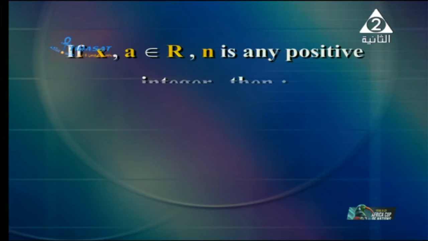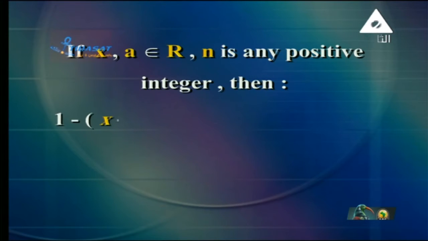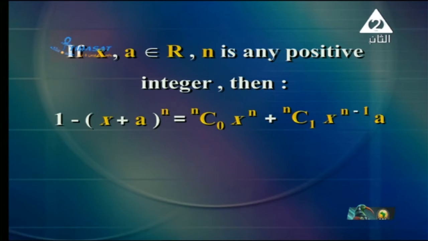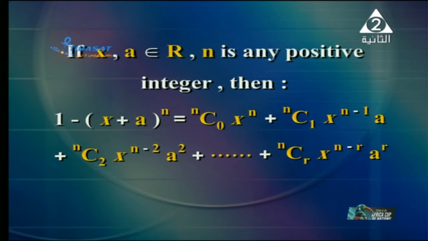My dear student, if x and a belong to R, n is any positive integer, then number 1, (x plus a) for all power n. What's the meaning? N belongs to Z, positive, negative, 0. Equals nC0 x power n plus nC1 x power n minus 1 times a plus nC2 x power n minus 2 a power 2, and so on to the general term nCr, or the last term x power n minus r a power n. This is called the binomial theorem.